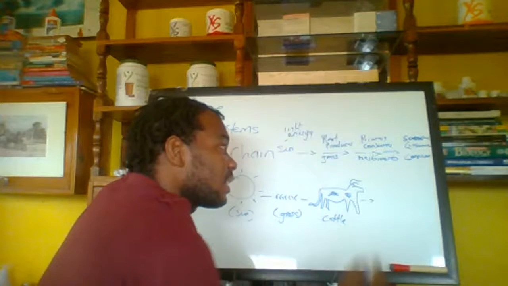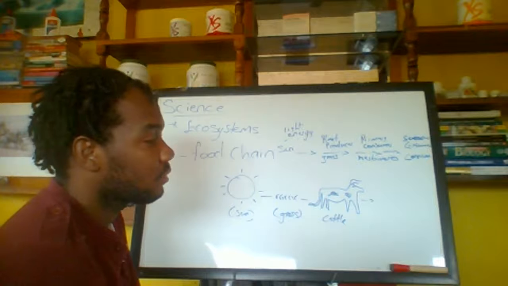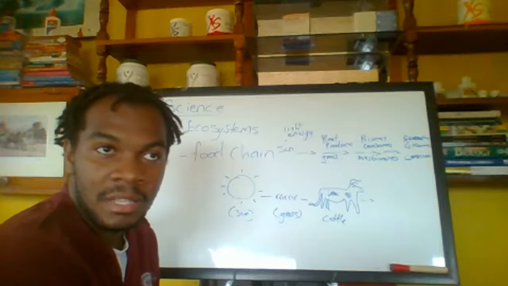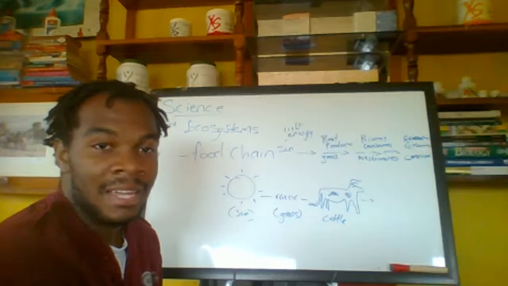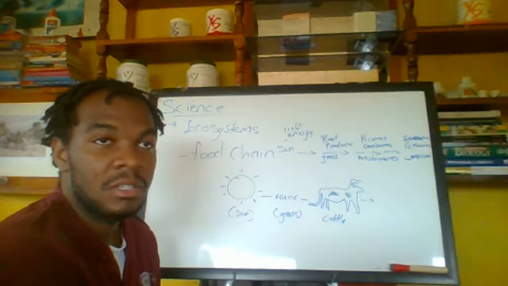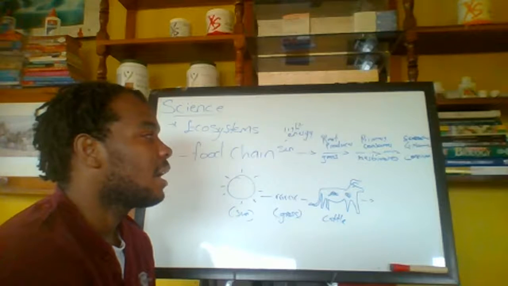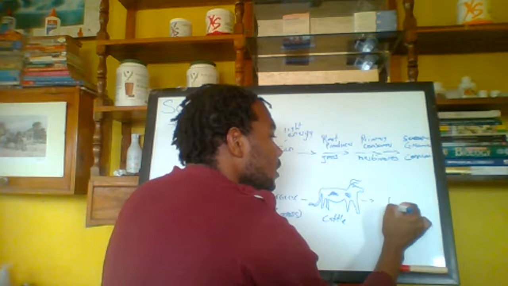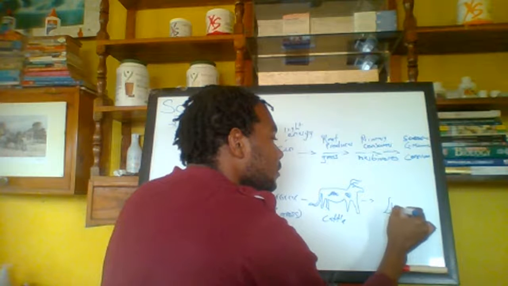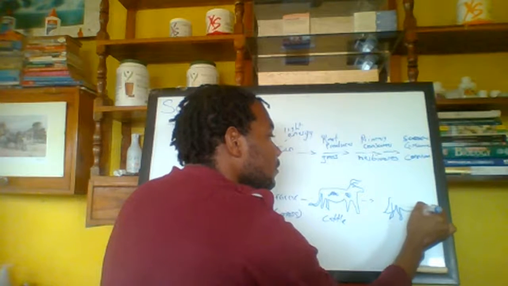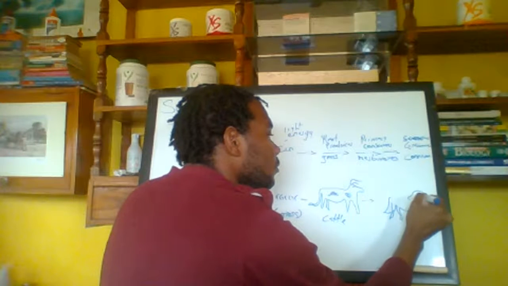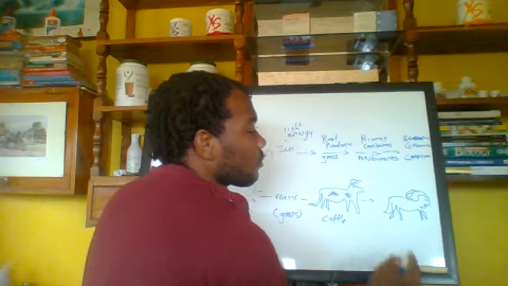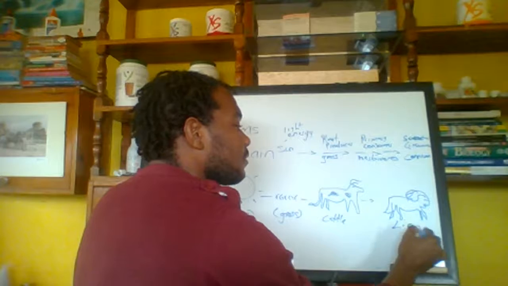Then the secondary consumer would be what could eat a cow. It would be a carnivore to eat meat. It could be a wolf. It could be a lion. It could be a bear. But for this example, we're going to use a lion. Okay. So then we're going to put the lion here.